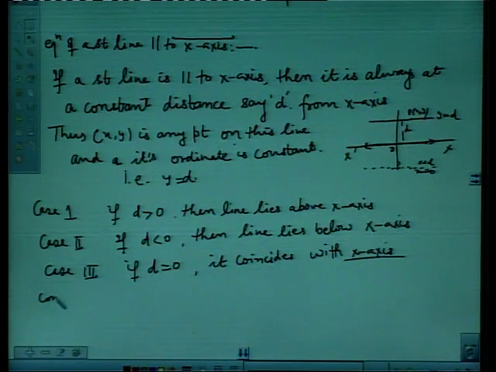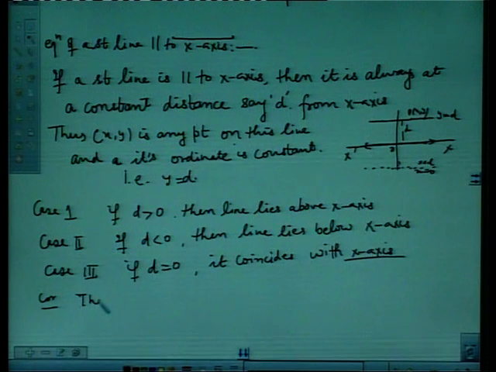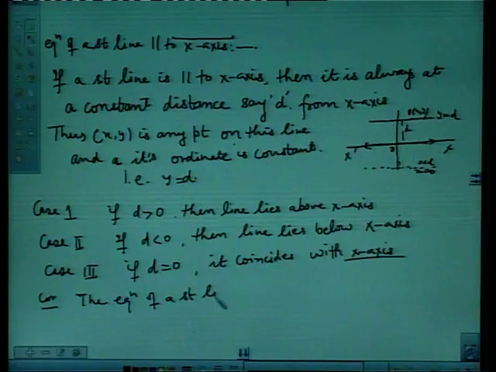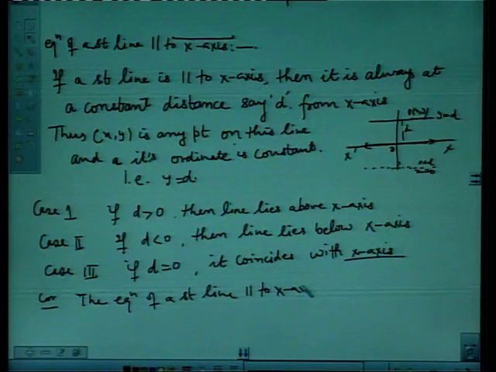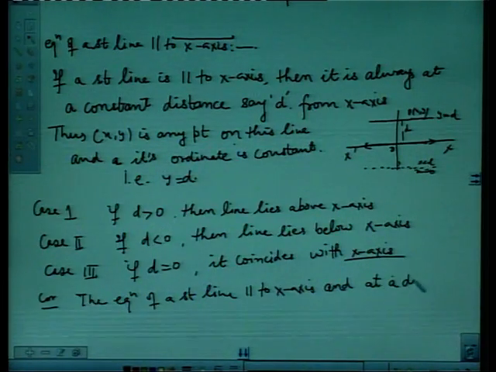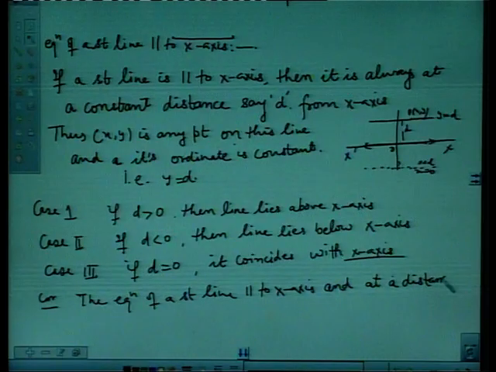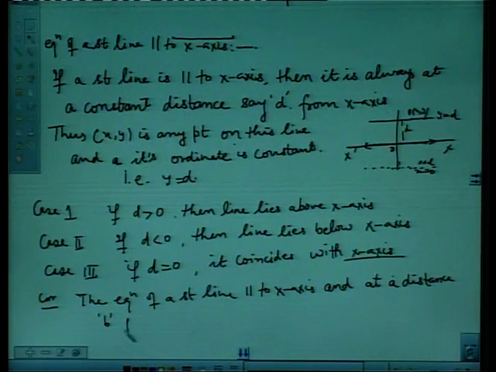Corollary, we can say the equation of a straight line parallel to x axis and at a distance b from it is defined as y equal to b.